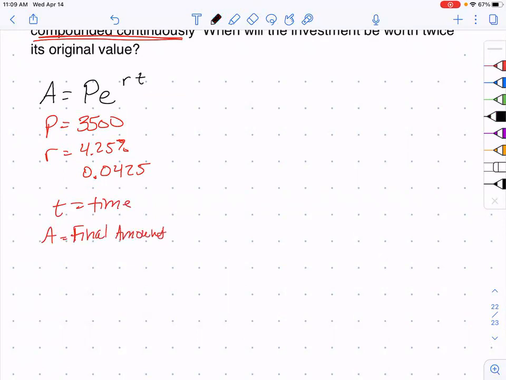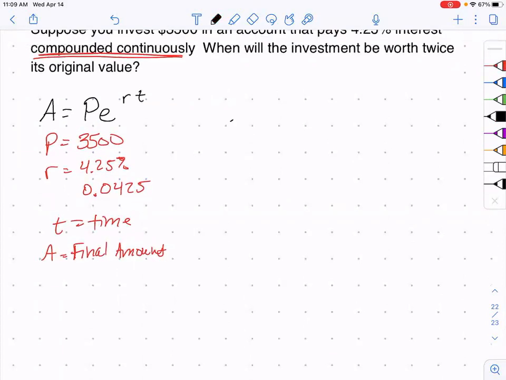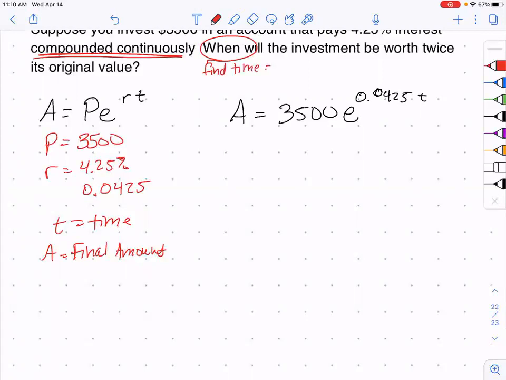So we will write the function that represents this situation, which is A equals 3,500 e to the power 0.0425t. Now let's look at the question. Again, we're answering when. So we're trying to find time, which is our x value in this problem, or a t value. Trying to solve for the exponent. That doesn't give me a number to plug in.